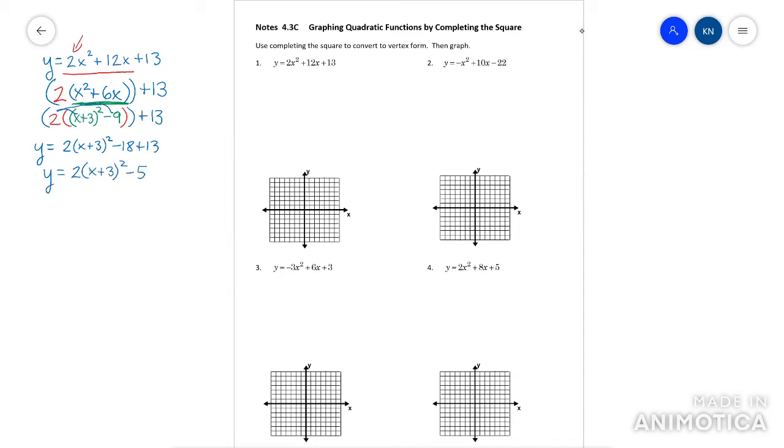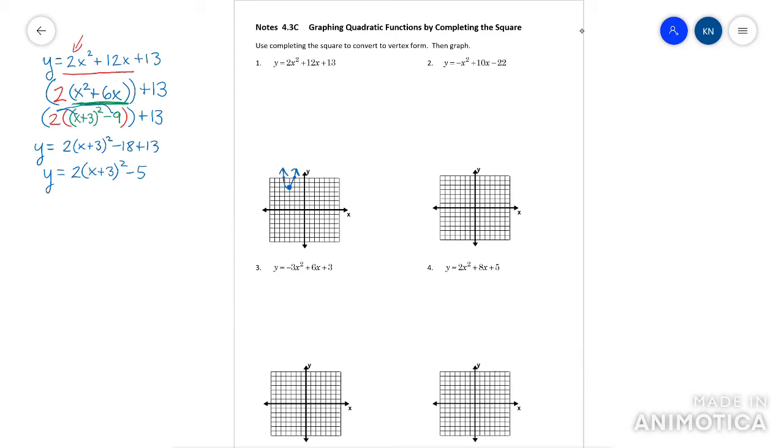If you did not understand that, don't worry. There's 3 more where you can try to understand it. But now I would just graph it like normal. So my vertex is -3, -5 here with an a value of 2. So this quadratic would look something like that.